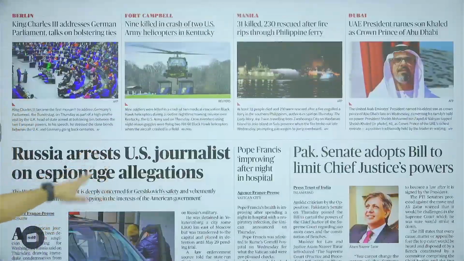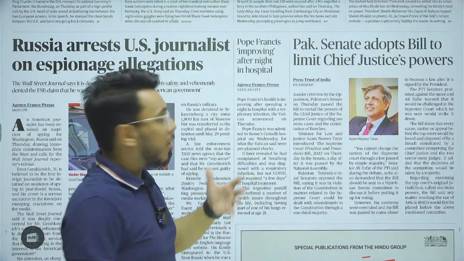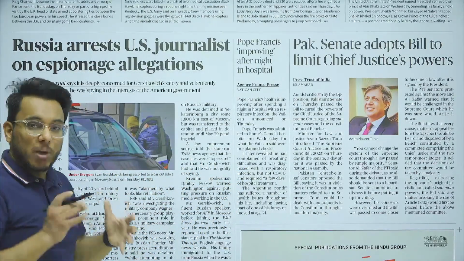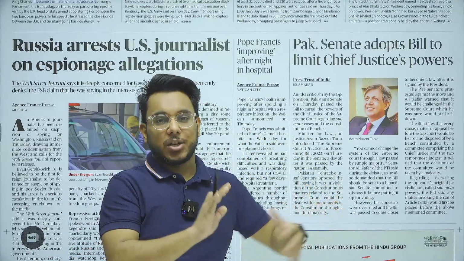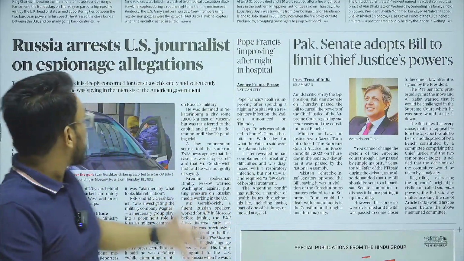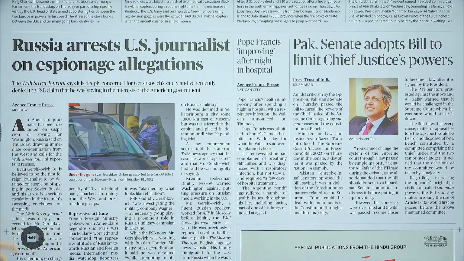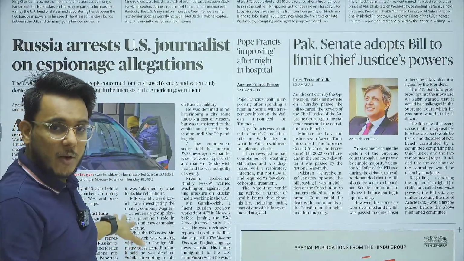Then further moving on, Russia arrests US journalist on espionage allegations. So guys, this Russia-Ukraine war is going on, and as it is going on, the world has got divided into West versus Russia. So these developments now have become pretty common. So Russia has arrested the US journalist, then the US is having suspicions towards Russia. Are you required to see this article for your examination?